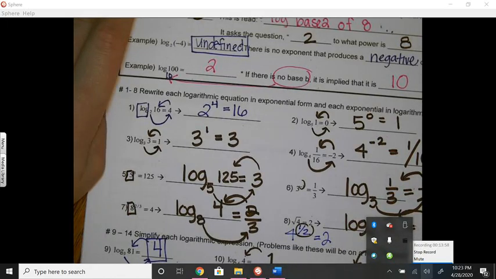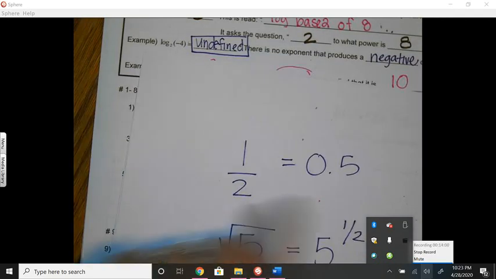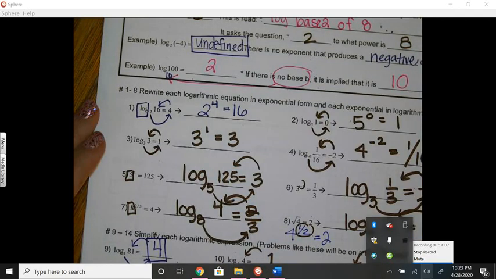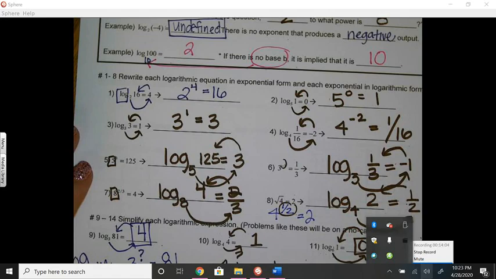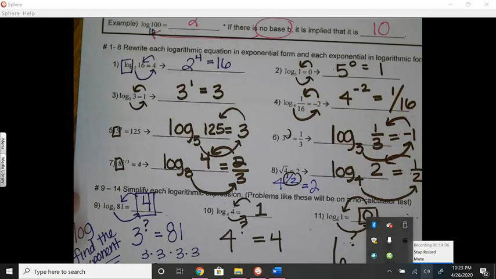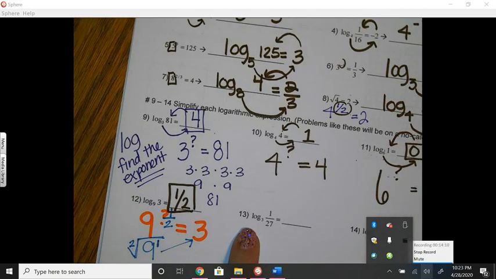Okay, so that's how you switch forms. Just like you would switch forms from a fraction to a decimal. There's steps. That's what we just did here. Okay, so I'm going to go ahead and pause this video and continue in the next video with number 13.